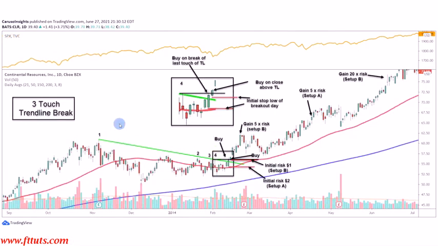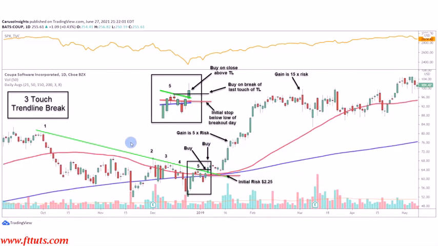So we'll stay with another commodity-based stock in this next example. We had another great 3-touch trend line break. This actually, again, was 4 touches. And you can see here that we took out the prior high of the basing structure and closed above the trend line on the same day. Here is a zoomed-in version of that.